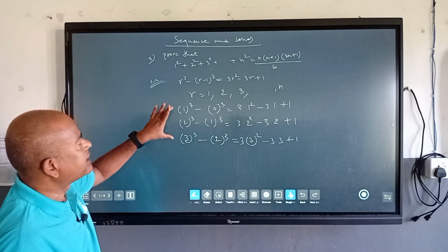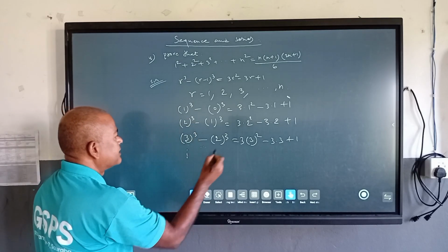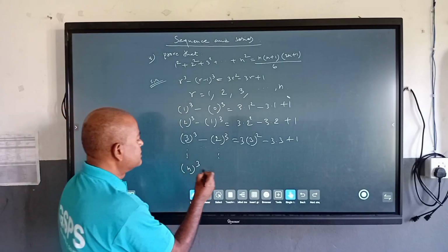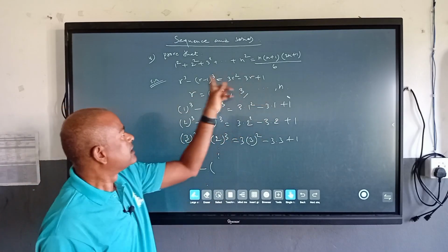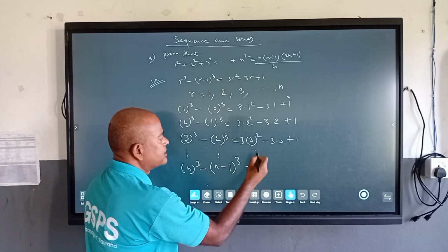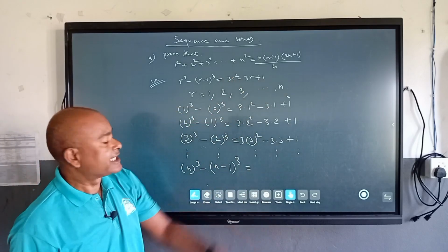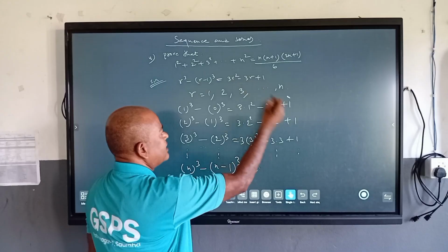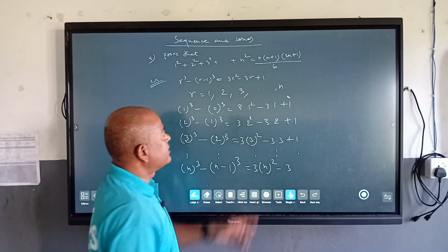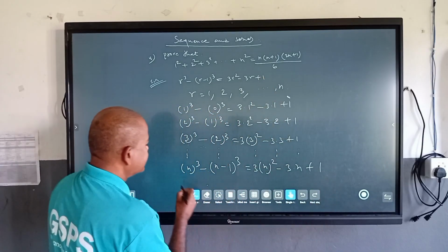Dear students, at last we'll put the value of r equals n. So if you put value of r as n, then the left hand side expression will be n cube. Again, if we put the value of r as n, then we get n minus 1 whole cube. If we put the value of r as n on the right hand side expression, then we get 3 n square minus 3 n plus 1, where 1 is constant, so keeping as it is.